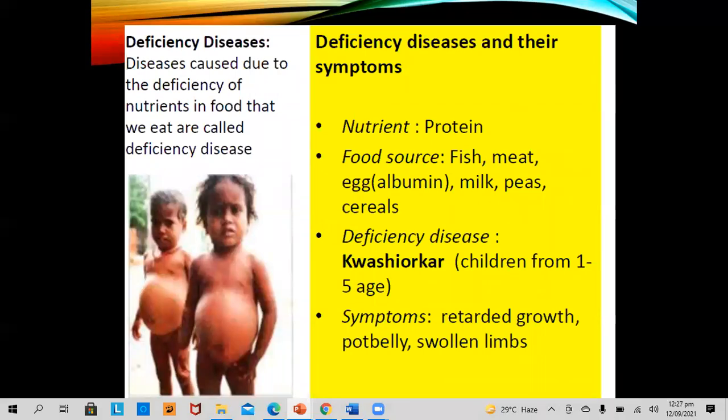This is a picture of Kwashiorkor. It is due to deficiency of proteins more than carbohydrates. The food sources which are missed include fish, meat, egg, milk, peas, and cereals. Manifest in children from 1 to 5 years and characterized by retarded growth, pot belly, and swollen limbs due to edema.